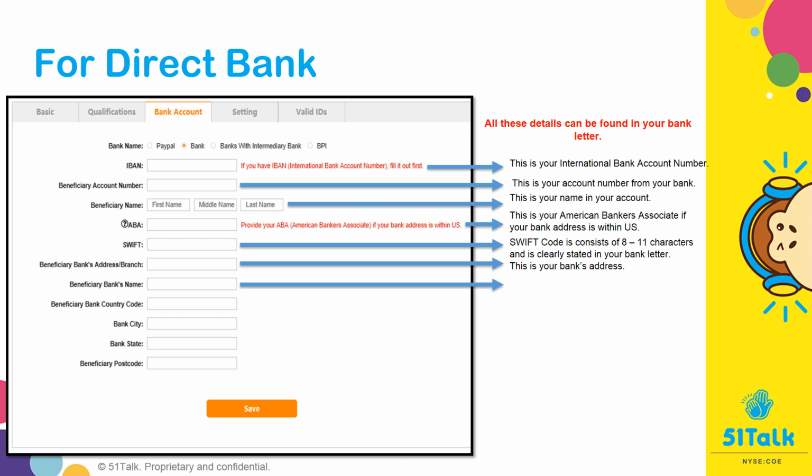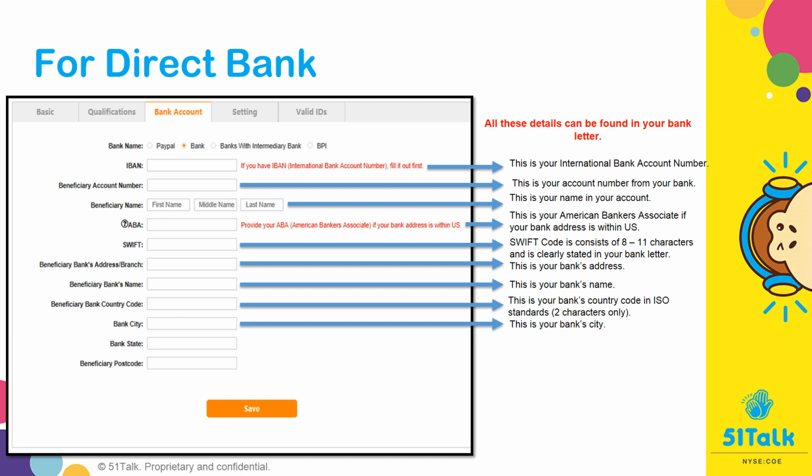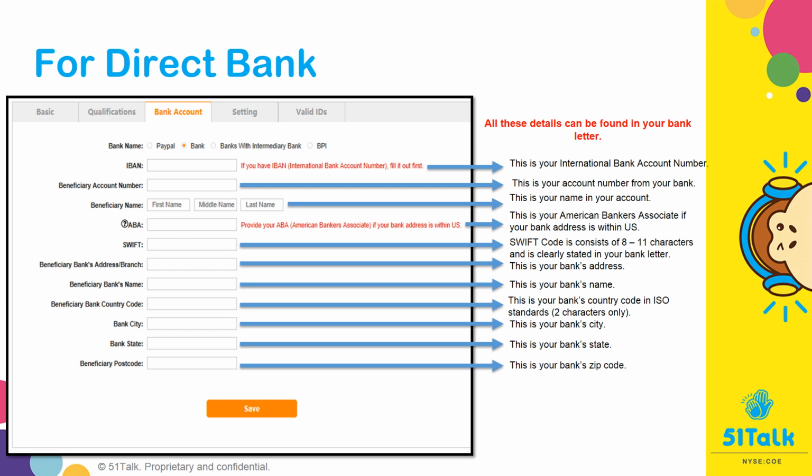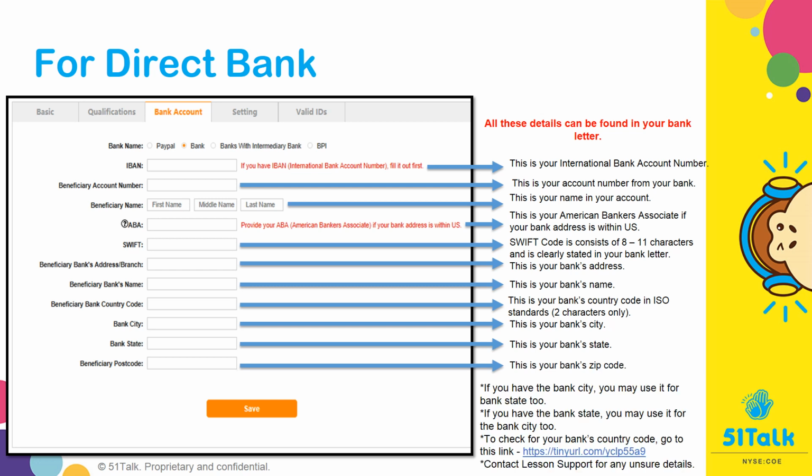This is your bank's address. This is your bank's name. This is your bank's country code in ISO standard, 2 characters only. This is your bank's city. This is your bank state. And this is your bank's zip code. If you have the bank city, you may use it for bank state too. If you have the bank state, you may use it for the bank city too. To check your bank's country code, go to this link and contact Lesson Support for any unsure details.